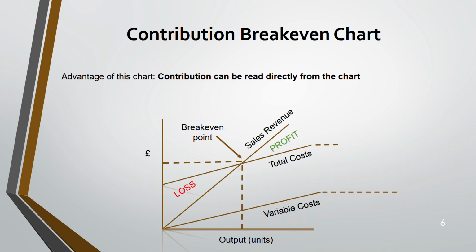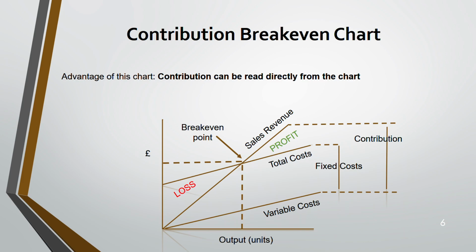If you see the difference between total cost and variable cost, this difference is fixed cost. This gap. And the gap between sales revenue and variable cost, this gap is known as contribution. Hence, the formula sales revenue minus variable cost is contribution. Okay. So now the advantage of having this type of chart, that is known as contribution break-even chart, is it's easy to read. Contribution you can directly see from the chart.